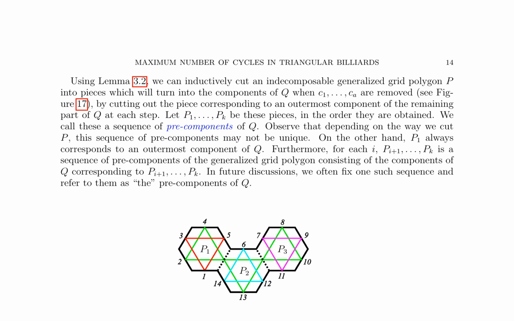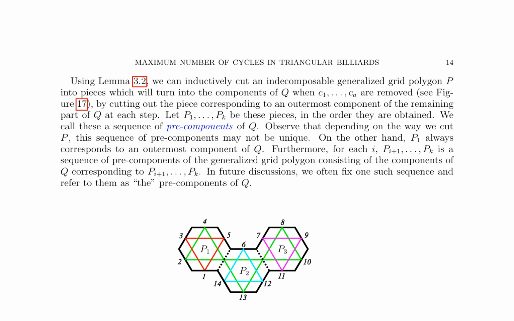The sequence of precomponents is not unique and depends on how P is cut. The properties of these precomponents are discussed, particularly in relation to the cycles C1, ..., Cα. It is emphasized that if a pane is on the boundary of a precomponent but not on the boundary of P, it is crossed only by the cycles C1, ..., Cα. This property is crucial for understanding the structure of the precomponents and their interaction with the cycles.